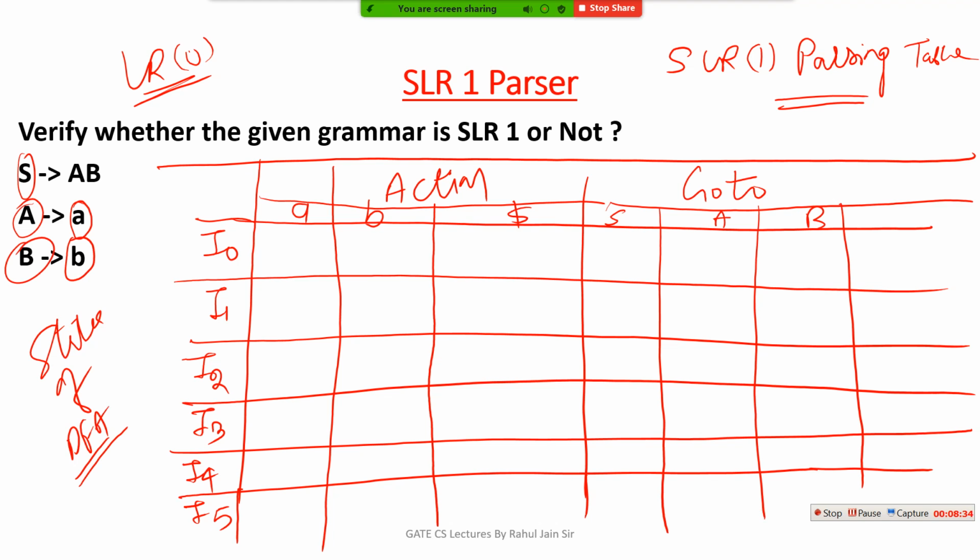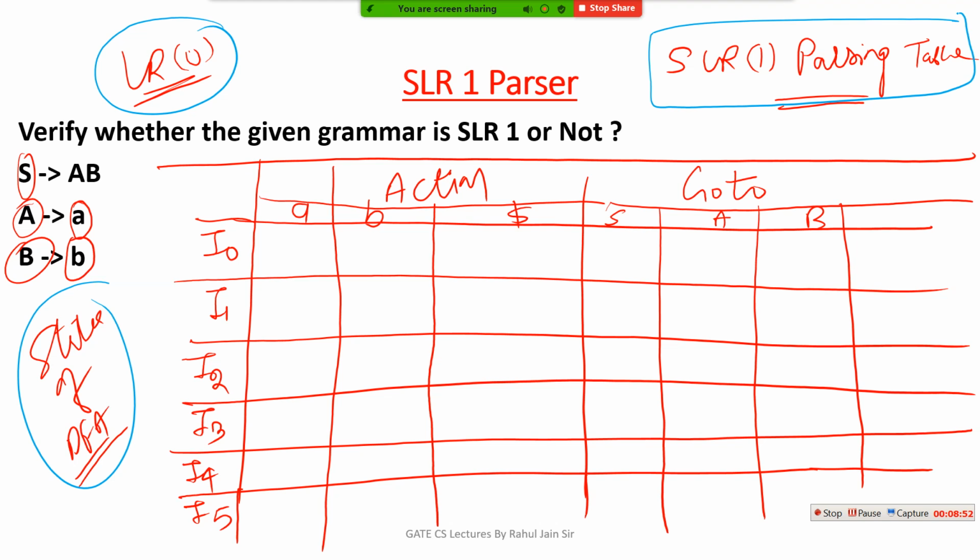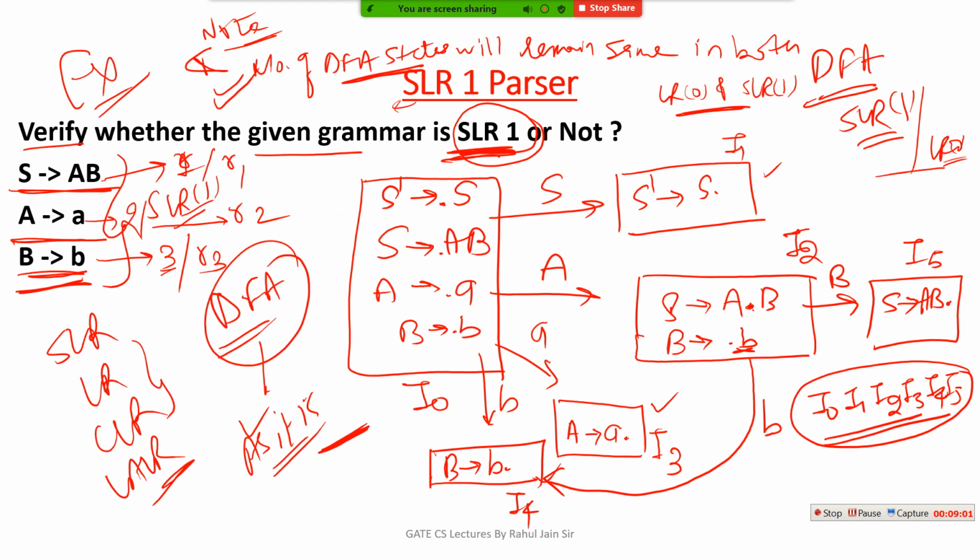Okay guys, now I need to fill this table. I am changing the color of the pen so that you can grasp it better. You can assume nothing is changed in the parsing table. The structure of the LR0 parsing table looks the same; the SLR1 parsing table looks the same as LR0. Nothing is changed yet. Now I0 we need to answer.